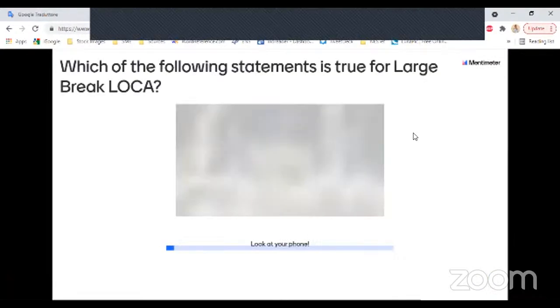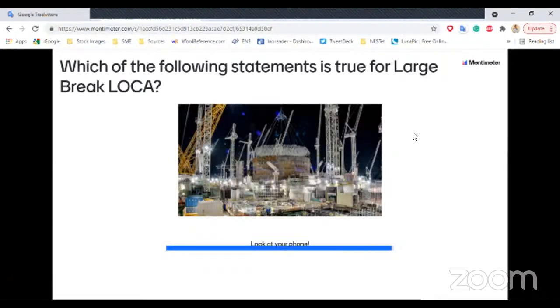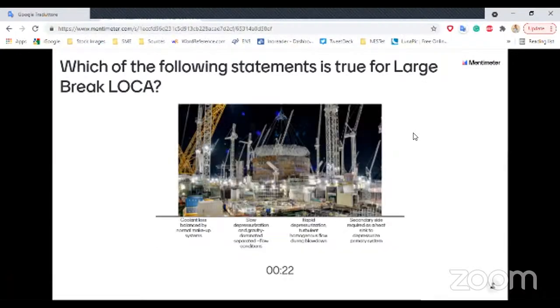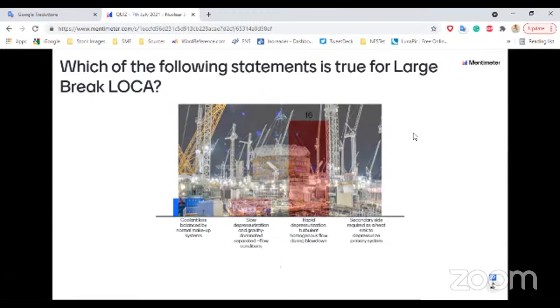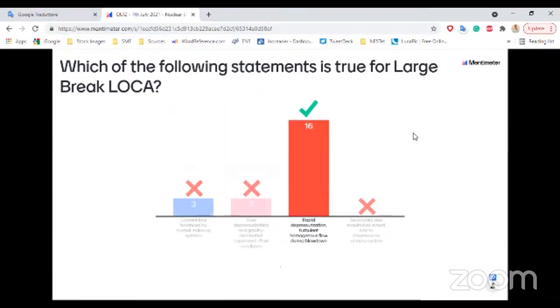Which of the following statements is true for large break LOCA? Coolant loss balanced by normal makeup system, low depressurization and gravity-dominated separate flow condition, rapid depressurization, turbulent homogeneous flow during blowdown, or secondary side required as a heat sink to depressurize primary system. So the true one is the third one. Congratulations. Rapid depressurization, turbulent homogeneous flow during blowdown. Let's approach the end of this quiz session.